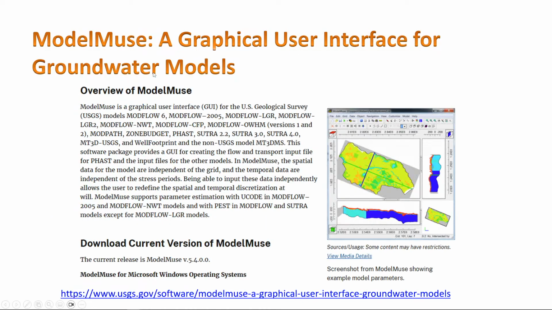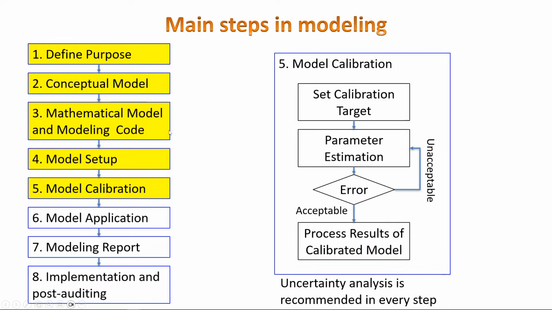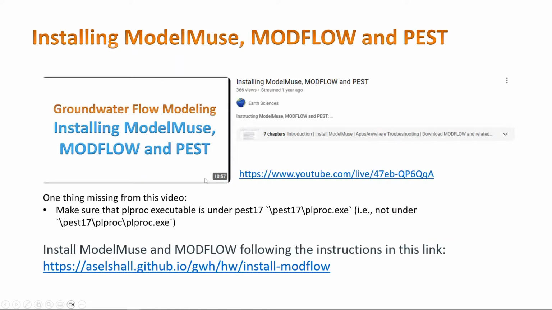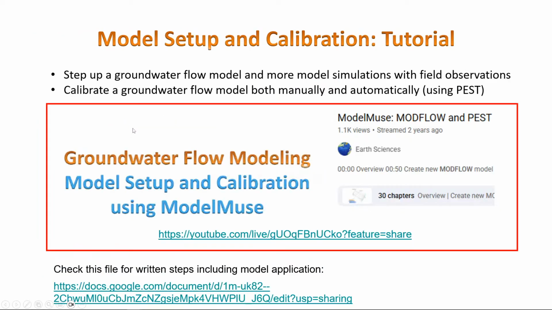So with Modflow, we talked about this. We talked about ModelMuse. Then we do the model calibration. For calibration, you set the calibration target like head, you estimate your parameter, you change your K, for example, and then you see whether the head that you are simulating is similar to the heads that you are measuring or not. And then you process the results accordingly. So this is the model that we use for calibration. You will see how to install Modflow and the tools that we will use. And this is the model setup and calibration tutorial. So that's what you will be learning next. And that's it. I will see you in the next video.